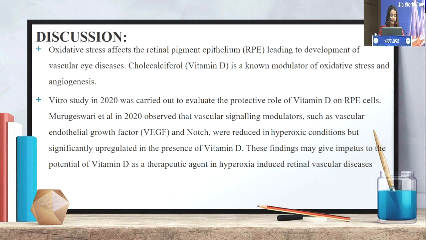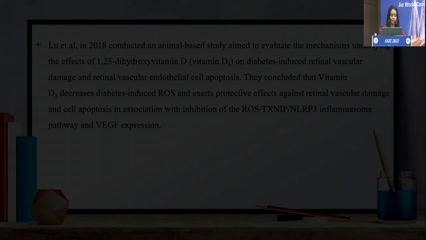Oxidative stress affects the RPE, leading to the development of vascular eye diseases. Vitamin D is a known modulator of oxidative stress and angiogenesis. An in vitro study was done in 2020 to evaluate the protective role of vitamin D on RPE cells. Murugeshwari et al. observed that vascular signaling modulators such as VEGF and Notch were reduced in hyperoxic conditions, but significantly upregulated in the presence of vitamin D. These findings may give impetus to the potential of vitamin D as a therapeutic agent in hyperoxia-induced retinal vascular diseases.